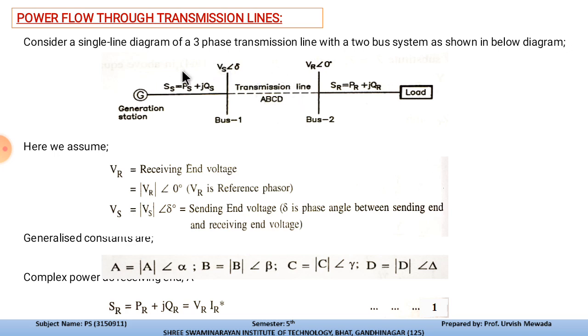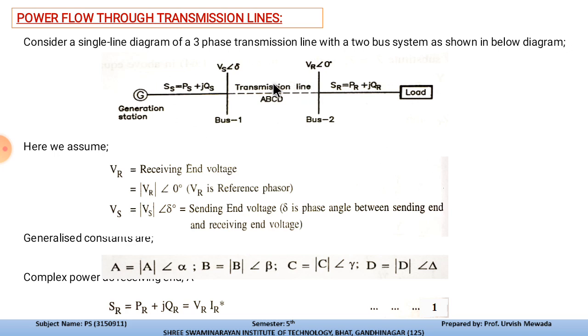Now these two powers are the apparent powers of the sending end side and the receiving end side. As we know, the apparent power is a combination of active power and reactive power. So PS plus jQS is the apparent power for the sending end side, and SR equal to PR plus jQR is the receiving end side apparent power. Now we are considering a single line diagram of a three-phase transmission line with two buses.